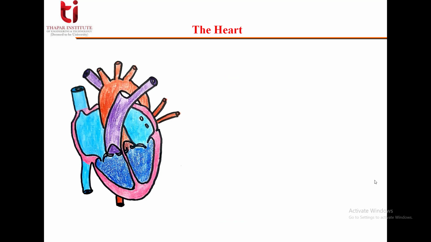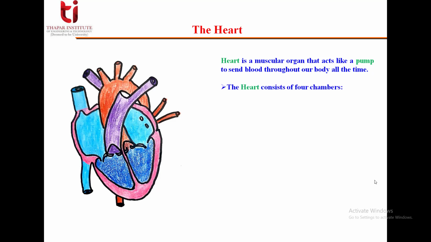This you can see is a block diagram, or you can say a figure, representing the heart. The heart is a muscular organ that acts like a pump to send blood throughout our body all the time. The heart consists of 4 chambers. In the diagram, we have 2 upper chambers and 2 lower chambers.